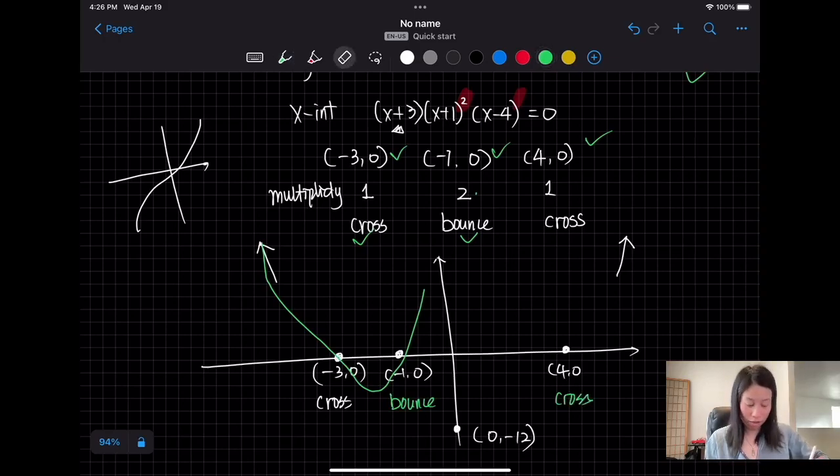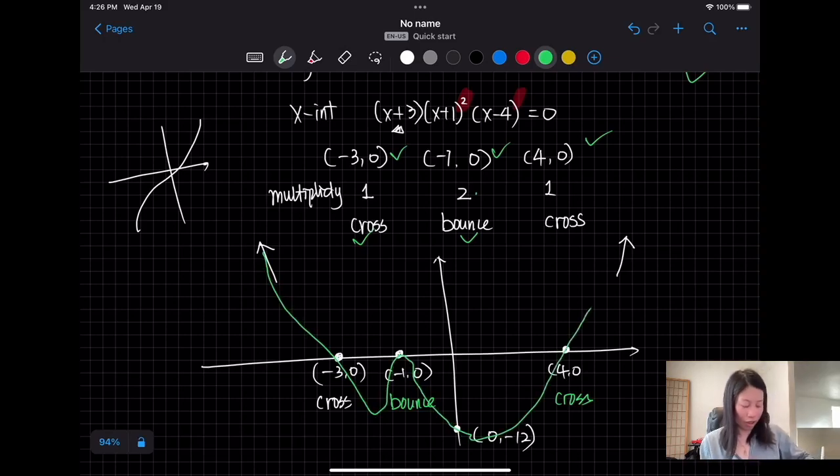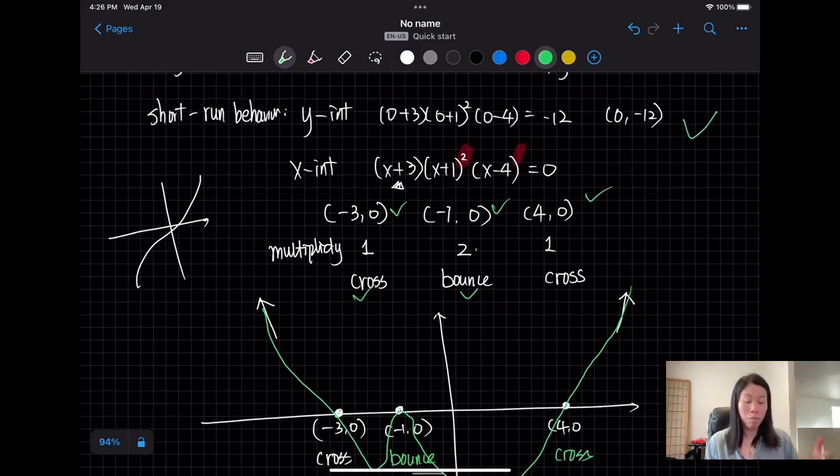So let's see if that works. We cross the first one, go back up, bounce back, connect to the y-intercept, then cross the last x-intercept and connect to the end. Well, this works. So this is one way to check if your answer is correct. All the dots have to connect together. If not, you need to go back step by step to troubleshoot. This is a very important skill.